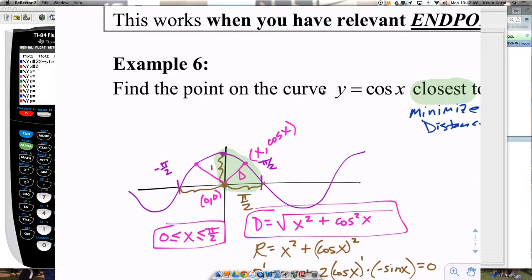When we were trying to find the point on the curve that was closest to the origin, we knew it was optimization because it said superlative case. And to maximize closeness, we minimize the distance. So this is the second example we saw like this.